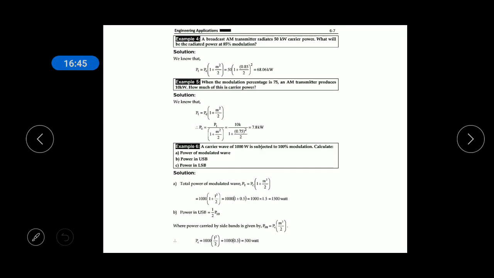Fourth problem. A broadcast AM transmitter radiates 50 kilowatt carrier power. What will be the radiated power at 85% modulation? It's very simple. So now we are dealing with this problem.